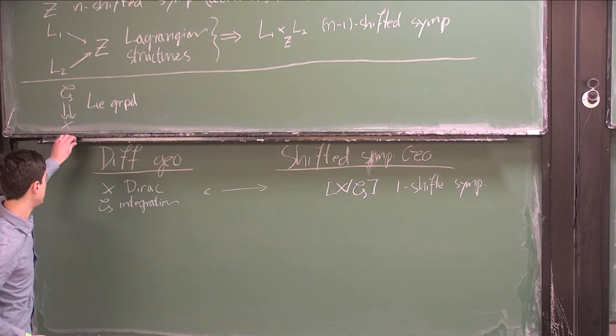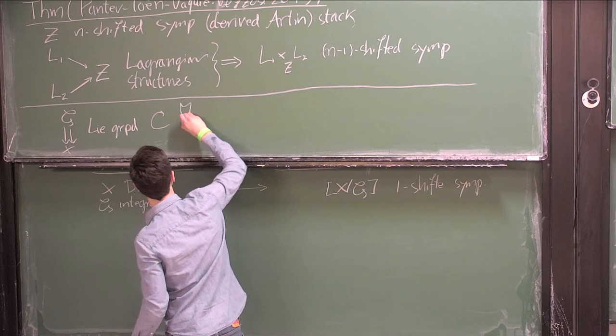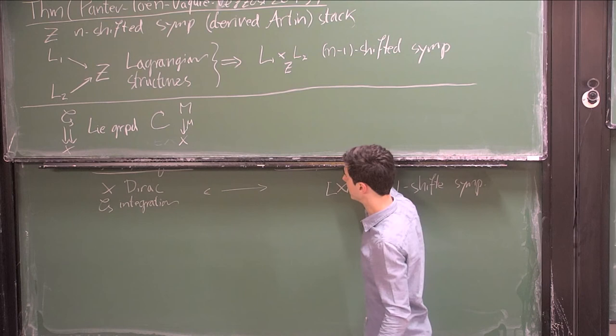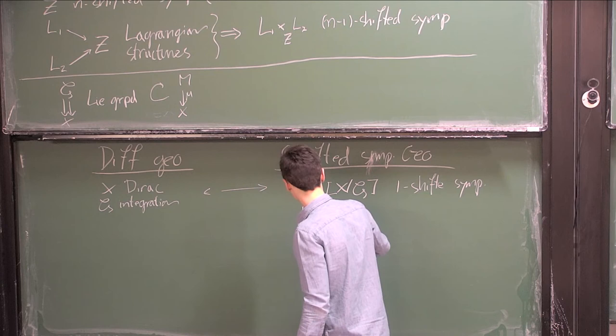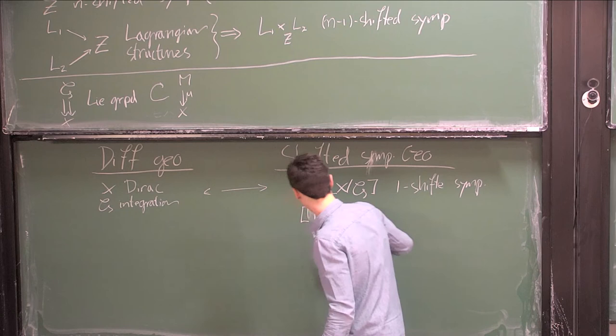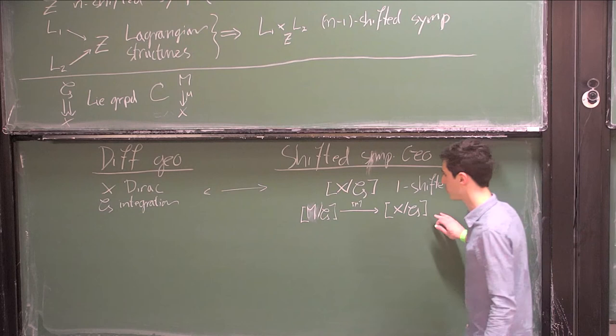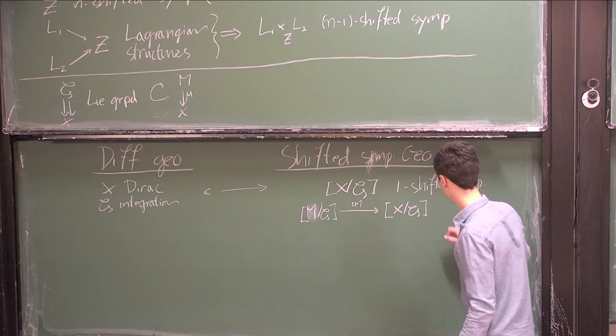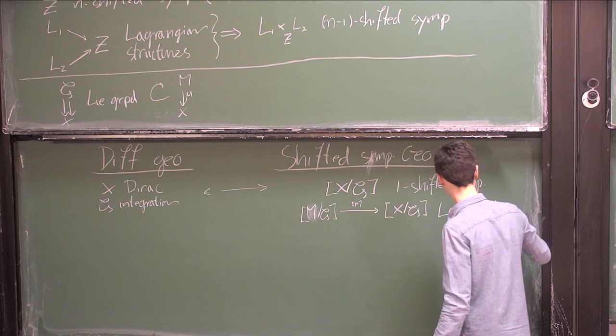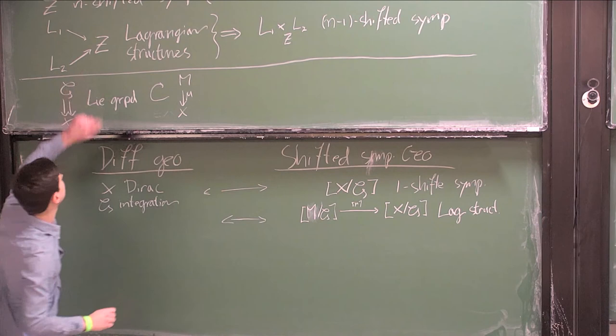Okay, so now suppose you have this Dirac integration and you have an action of the groupoid on just a plain manifold. Then you can consider the map of quotient stacks, M mod G has a map to X mod G, which is just the moment map. Requiring that this has a Lagrangian structure is exactly the same as saying that this is a Hamiltonian space for this groupoid. So a Lagrangian structure on this morphism, in the sense of Pantev, Toën, Vaquié and Vezzosi, is the same as a Hamiltonian G-space.